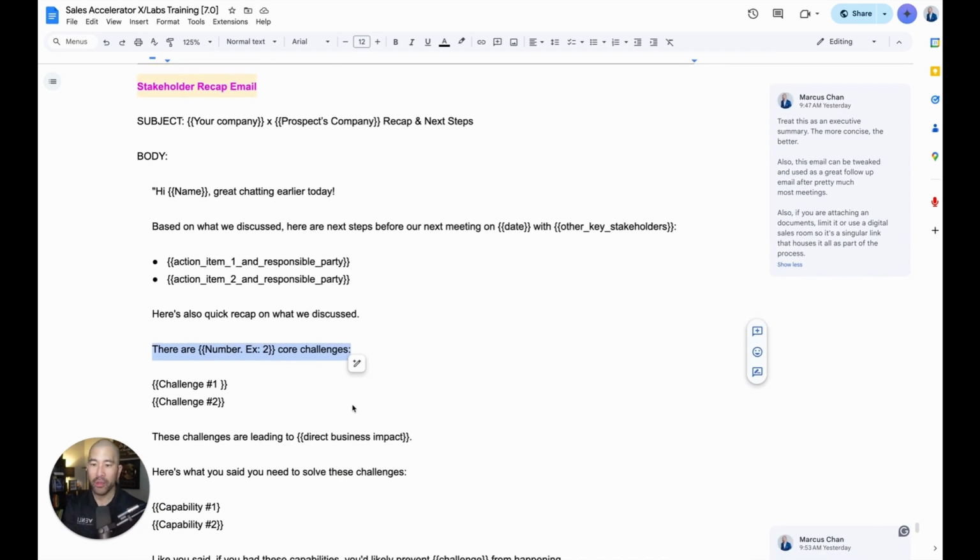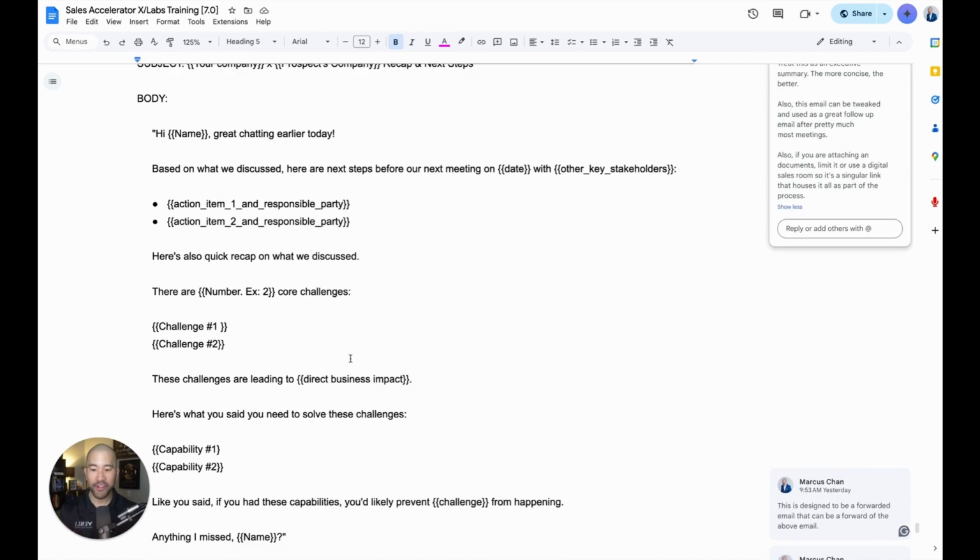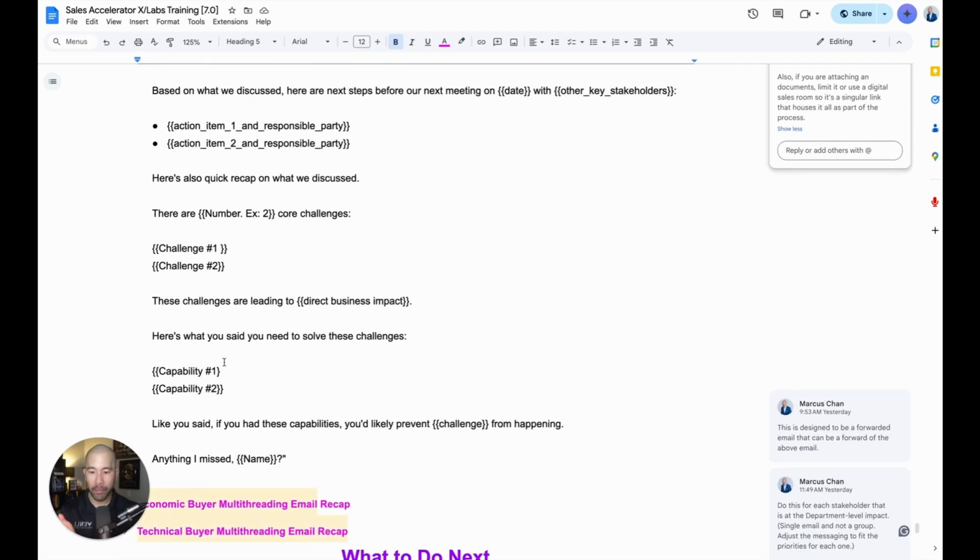Now again, this is generally designed for not necessarily the economic buyer, but someone below that. But I want you to treat it like an executive summary. So the more concise, the better. And obviously, if you don't have all these core components, you take out the components that you don't have, because this is a framework designed to help you. For example, maybe you don't even have capabilities yet, which is totally fine, but you have at least the core challenges and business impact. Great. Then just have that section and remove the other sections.